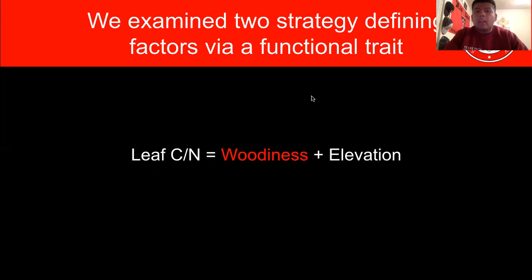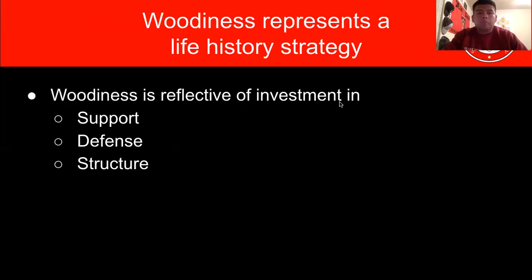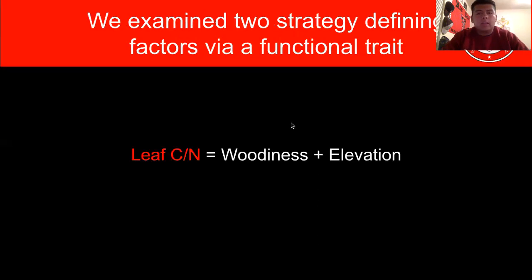The second defining factor that I looked into was plant woodiness. Woodiness represents a life history strategy, and it's reflective of investment in support, defense, and structure. This is at the expense of investment in other things, such as reproduction.